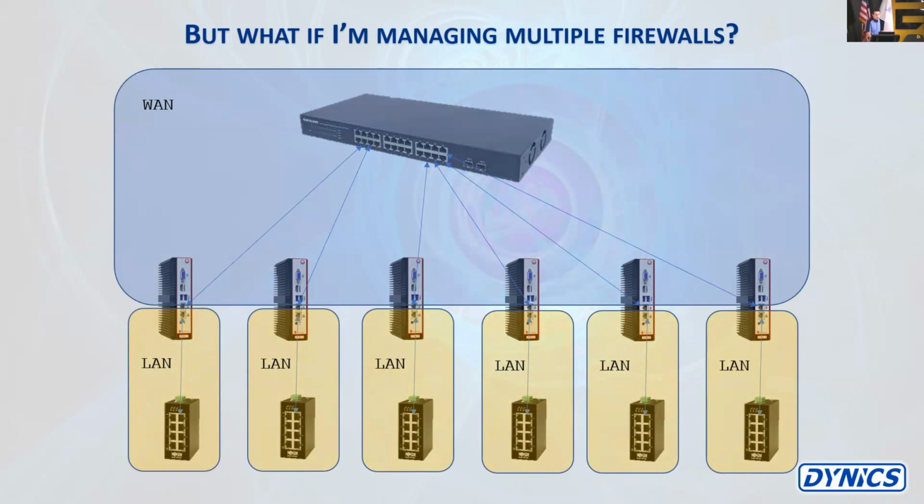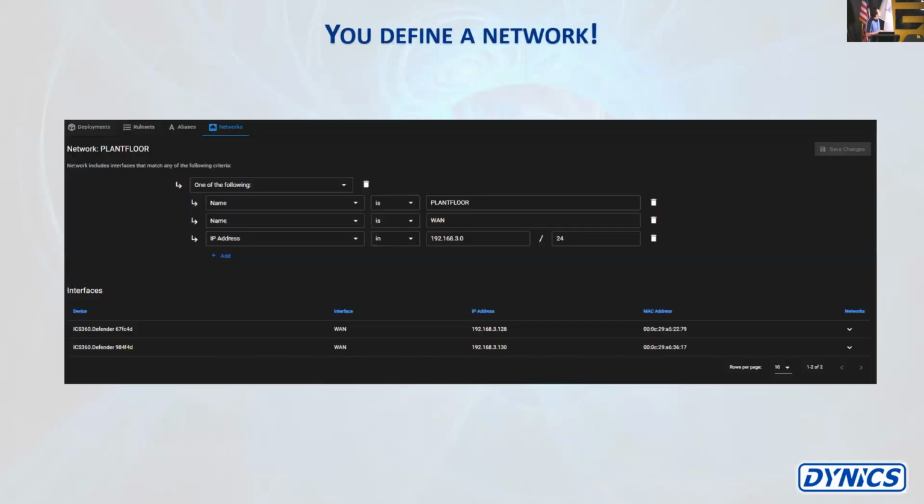So if I go ahead into this next slide here, we can see how this looks in DCC. We have a networks page where you get to determine what interfaces on what ICS Defenders are connected to what network, right? And we can do this pretty easily with network names, right? So if you've named your interfaces plant floor or WAN or something like that, we can determine that. But we also have the capability to determine it by what IP address is on that interface.